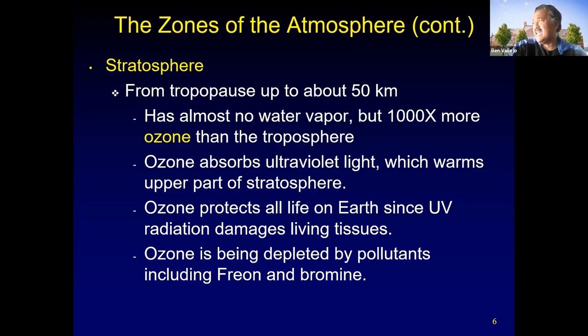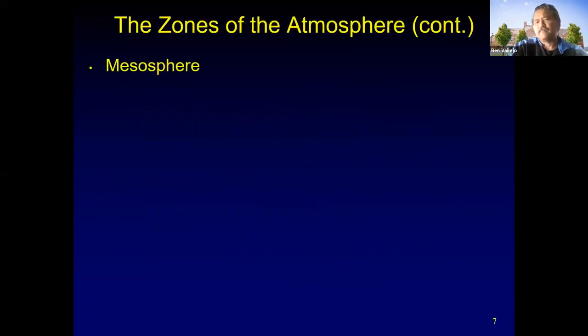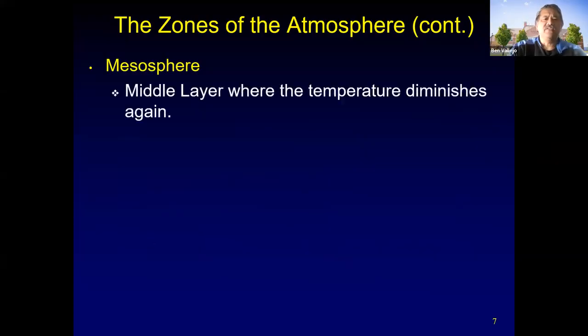Now research says that it has increased, and most likely it's due to human activity. So we have the troposphere, the stratosphere, and then we have the mesosphere. The mesosphere, meso means middle, so middle layer where the atmosphere diminishes in temperature. Another way to remember this is with the phrase down, up, down, up.